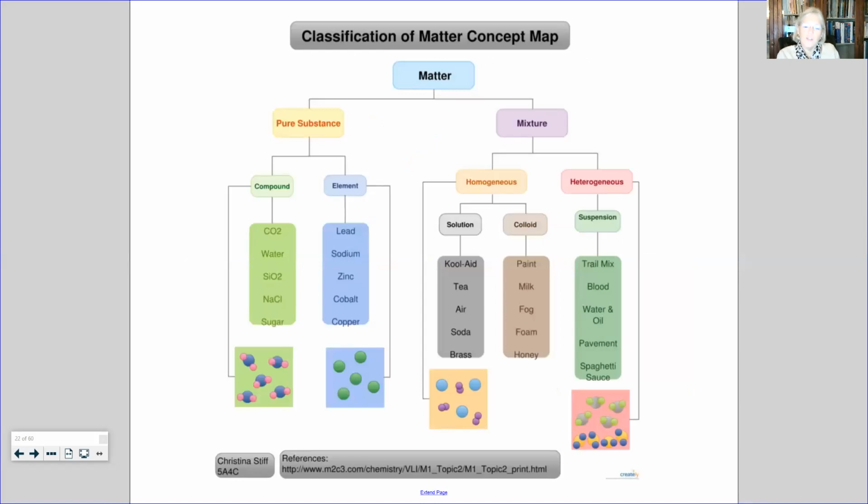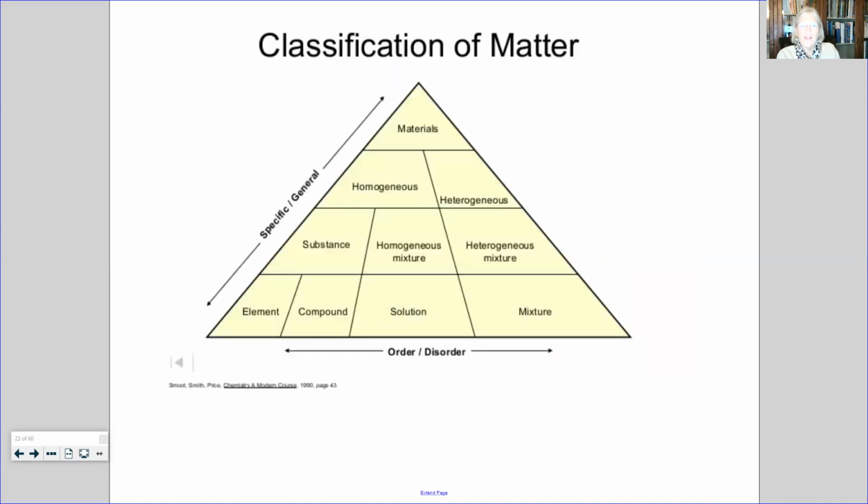Another classification scheme of matter. This one's interesting. It still breaks down the categories, but in an interesting way. I appreciate here this axis talking about more ordered to more disordered, and the vertical axis talking about specific to general. So many ways you can look at classification schemes. There's a lot of material for you to be comfortable with here.